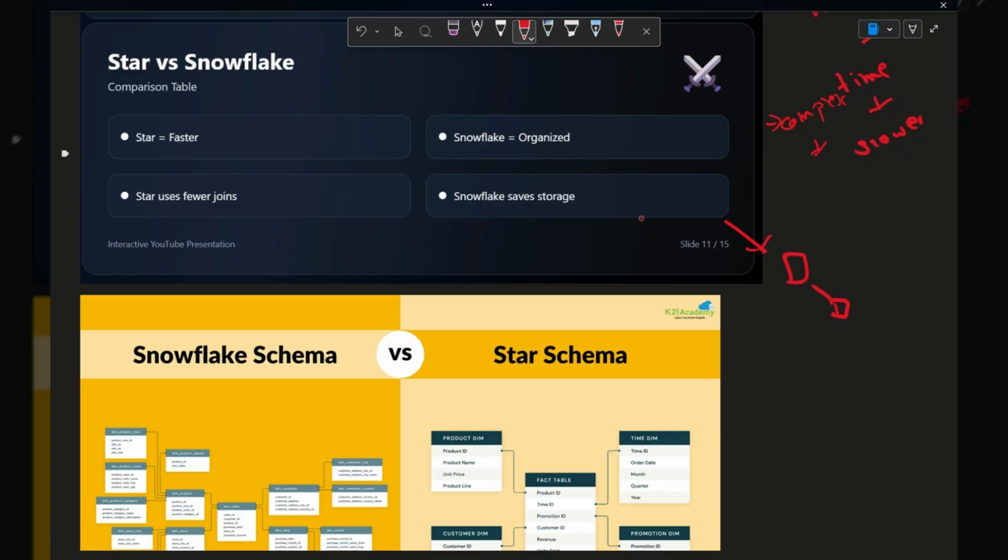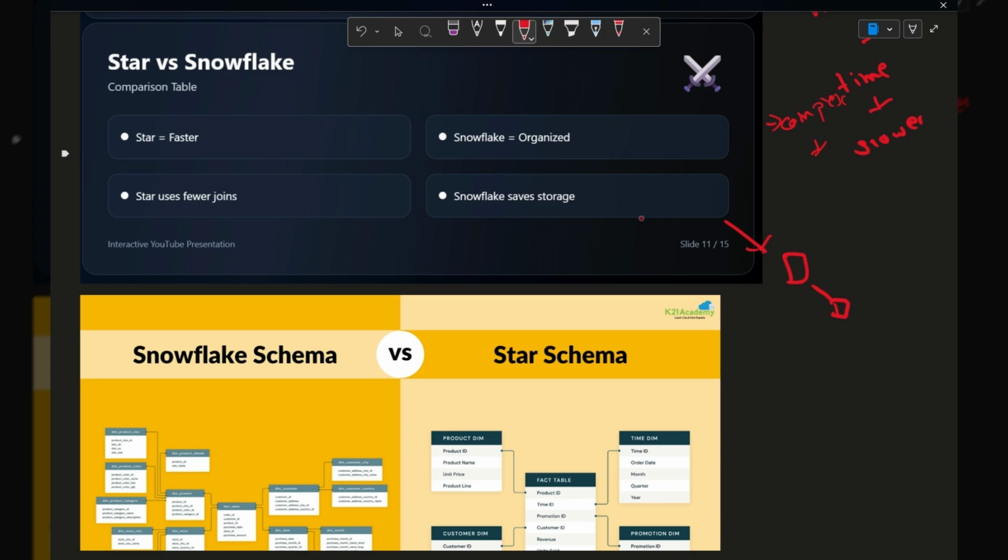So even though the Snowflake schema has more tables, the storage required in the Snowflake schema is less compared to the star schema. This we will go into in more detail in the coming sections.